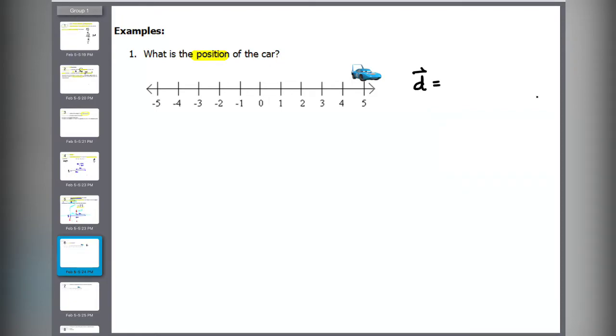The position of this car is 5. They don't even give you a unit. Can I just ask you to assume that these are meters? I'm going to say this is 5 meters. I can say forward, just because it's a positive value. If you say right or east or north, I have to accept it because I didn't give you a reference. But if I did give you a reference of direction, then you obviously have to include and use the right one.